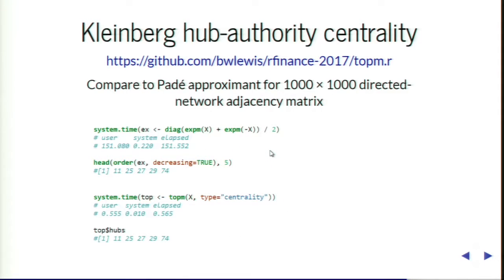And here's actually an application to Bitcoin of just a subset, a 1,000 by 1,000 subset of the Bitcoin transaction graph, which is a directed graph, and we applied the Kleinberg hub authority algorithm. It's a fancy algorithm from Kleinberg to find central nodes in a directed network. And it's a really nice algorithm, but it's fairly complicated and expensive to solve.